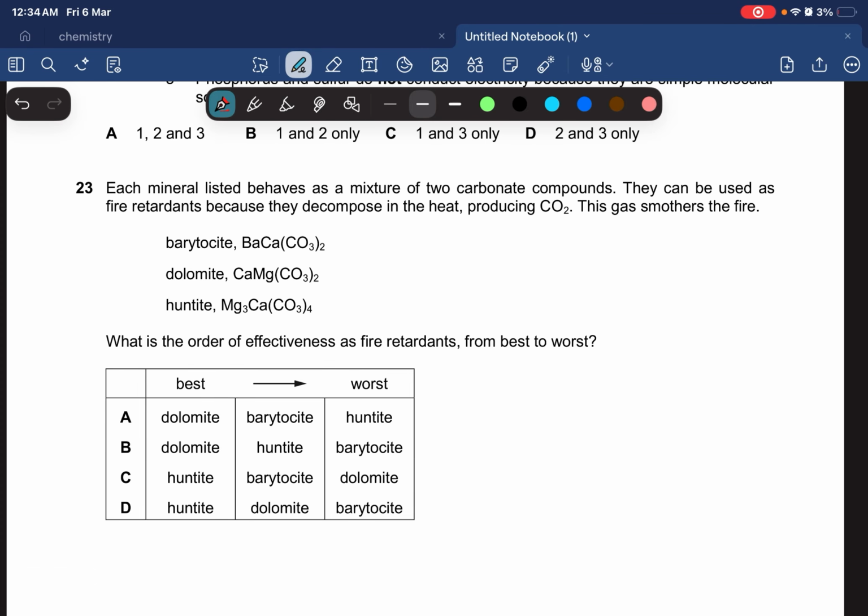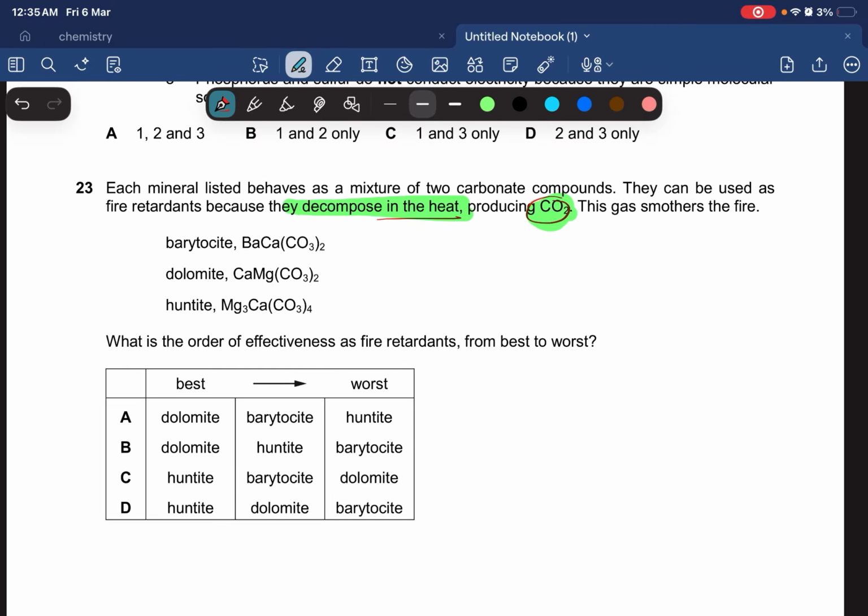Okay, we again have a group 2 question, I guess. Each mineral listed behaves as a mixture of two carbonate compounds. They can be used as fire retardants because they decompose in heat, producing carbon dioxide. The gas smothers the fire. Baryotosite, dolomite, huntite. What is the order of effectiveness as fire retardants? Each mineral behaves as a mixture of carbonate compounds.